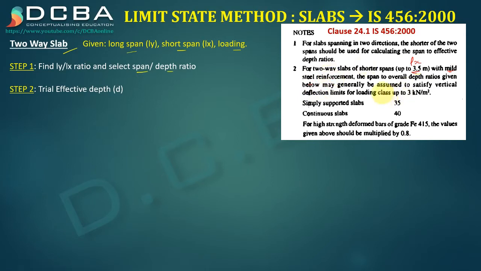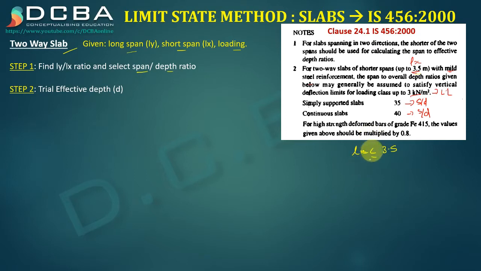And also the loading class is up to 3 kilonewton per meter square. So this is actually the live load. Vertical deflection limits for loading class up to 3 kilonewton per meter square. So under these conditions, simply supported slabs 35 and continuous slabs 40, these are your span to depth ratios, and these can be adopted only when your Lx is less than or equal to 3.5.